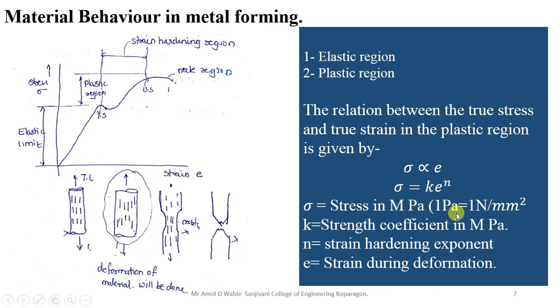Remember that 1 pascal is equal to 1 Newton per mm square. So whatever values are given in numericals related to stress, they will be either in pascal or in Newton per mm square. Then n is the strain hardening exponent. When you draw a slope over here, that defines the strain hardening exponent. Then ε is the strain, the true strain of deformation. By this you can find out the value of stress.